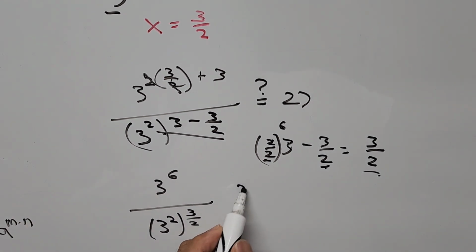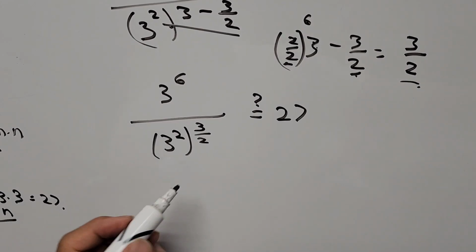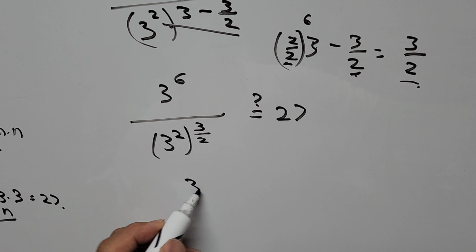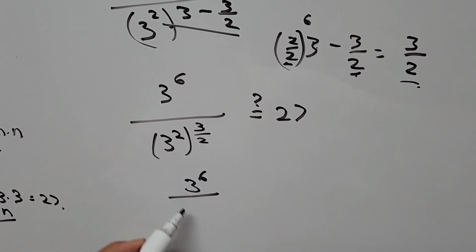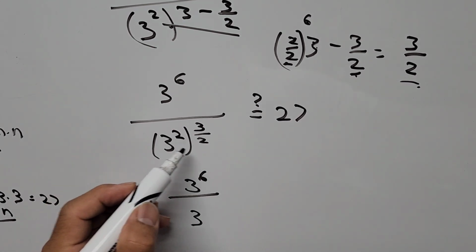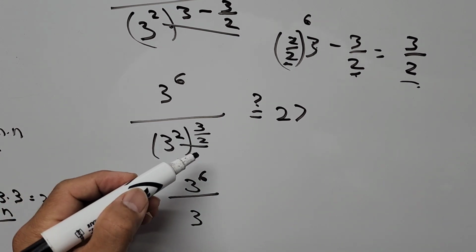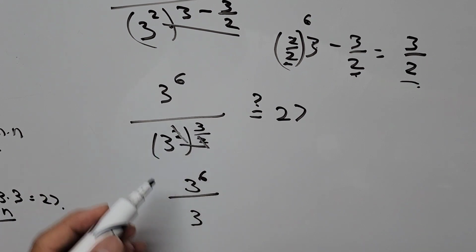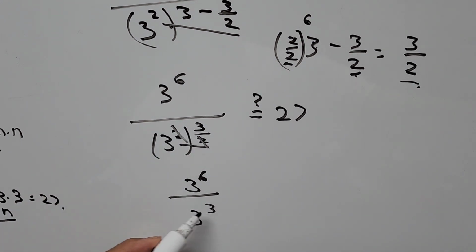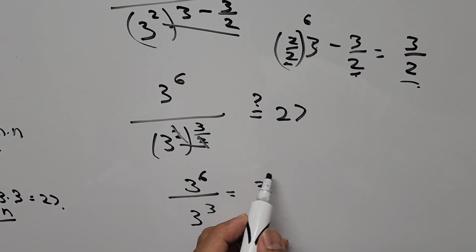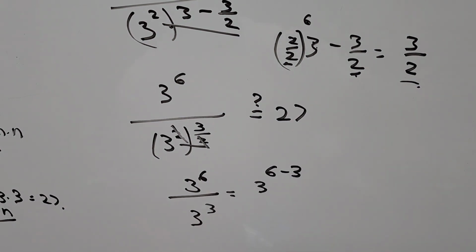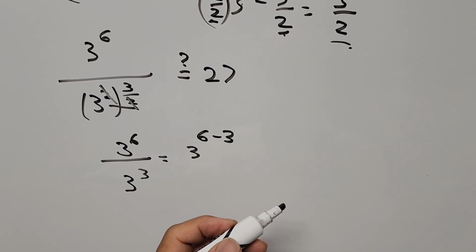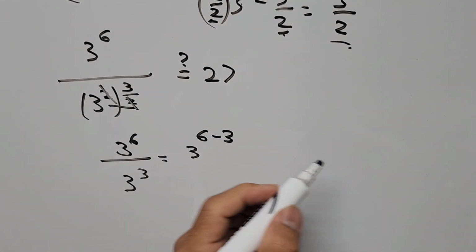And the same question, is this equal to 27? So we have now the numerator, 3 to the power of 6, divided by the denominator, 3 to the power of, if you take a look, we can combine the exponent by multiplying. So 2 divided by 2 cancel, we ended up with just 3, right? 3 to the power of 3. And this will be equal to 3 to the power of 6 minus 3, right? So this is according to the exponent quotient rule.